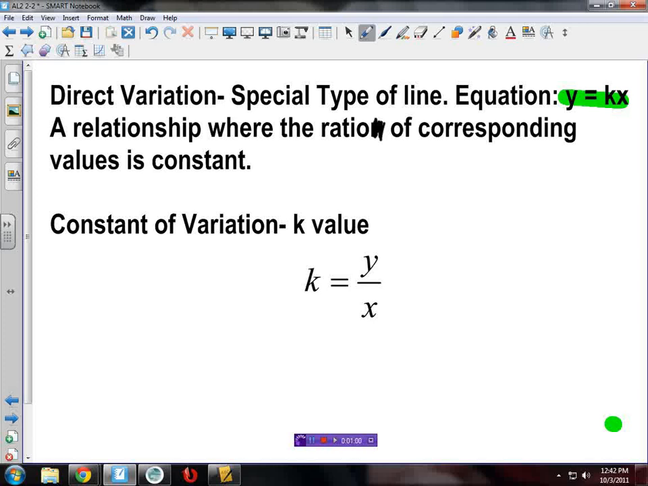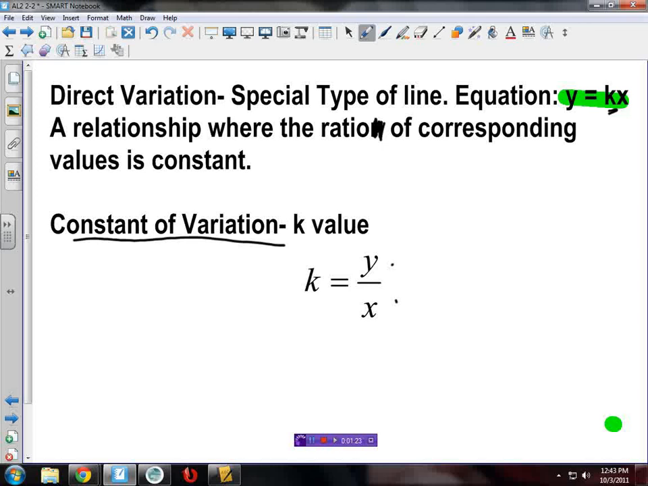All right. That k value in our equation is called the constant of variation. So that's our k value. It's an important piece for direct variation. And you can always find it because it's equal to y over x.